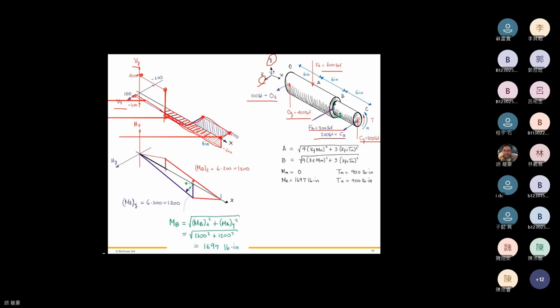Okay, and therefore we can use the shear diagram to plot the moment diagram. Again, which location do we have to be concerned with for this fatigue shaft? Of course, point B, right? Because there's stress concentration. We concentrate at location B because there's a geometric change at location B.